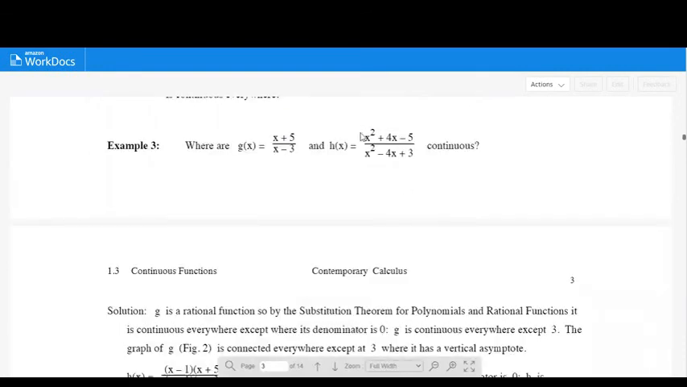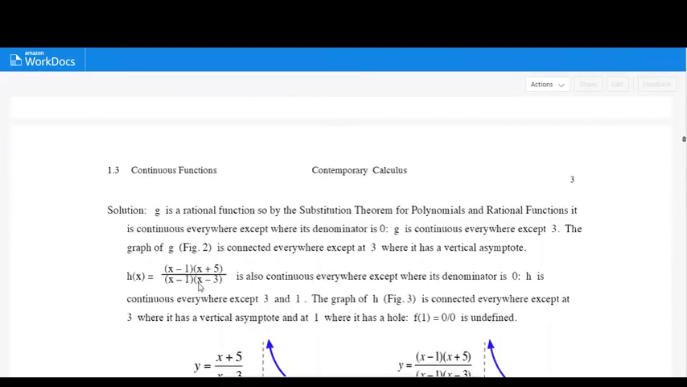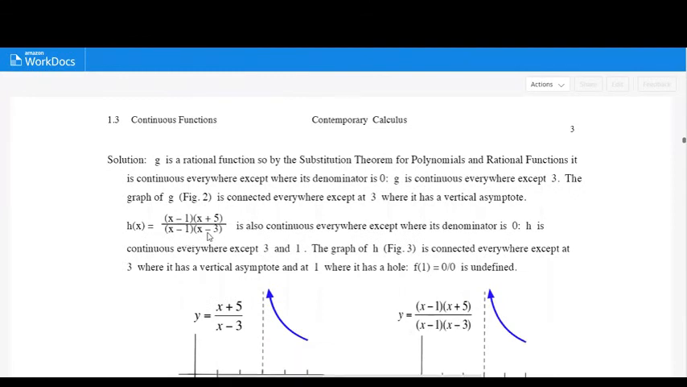Dito naman kay h of x, you need to find the values of x na makakapag-0 dito sa denominator. So since this is a binomial, we need to find the zeros or the roots of this binomial. So all we need to do is to factor this binomial. So factor lang yung binomials na yan. So ito yung factor ng binomial natin sa denominator. So we have x minus 1 times x minus 3. Now equate this to 0.